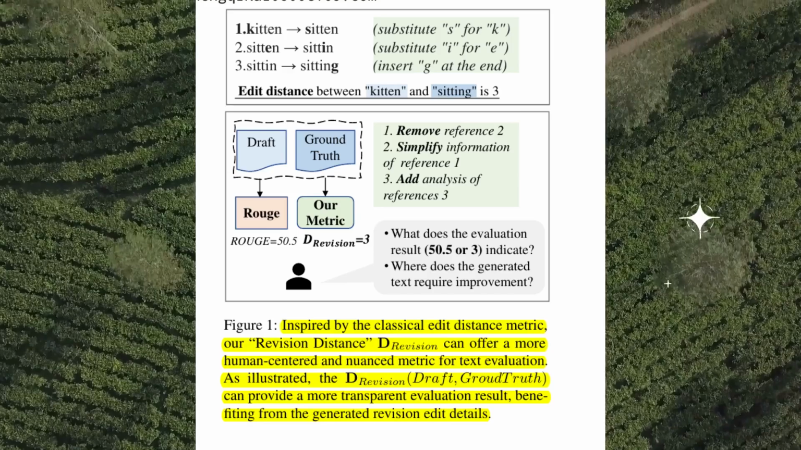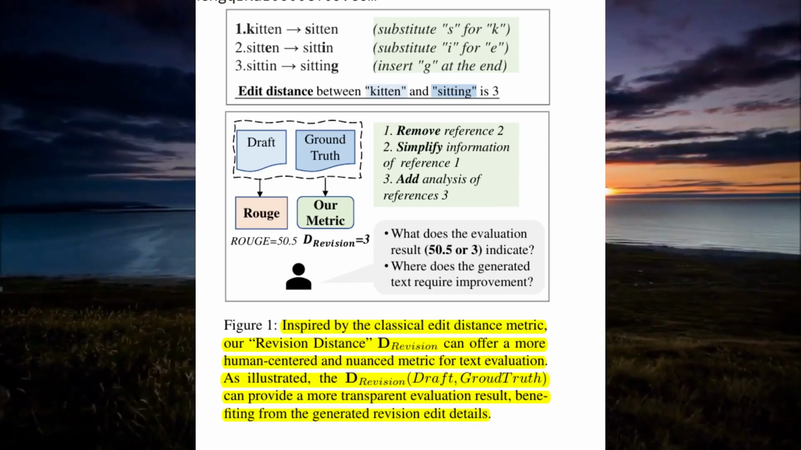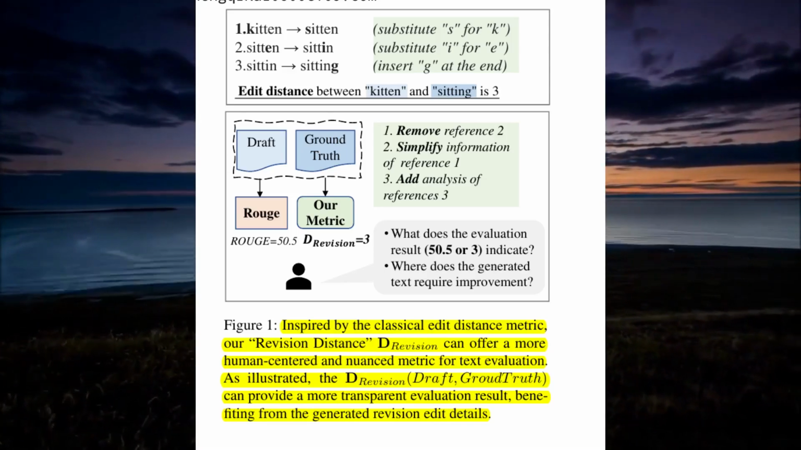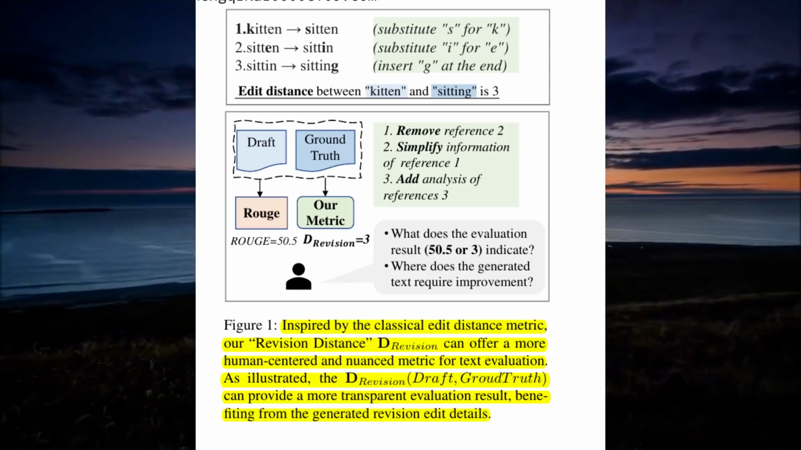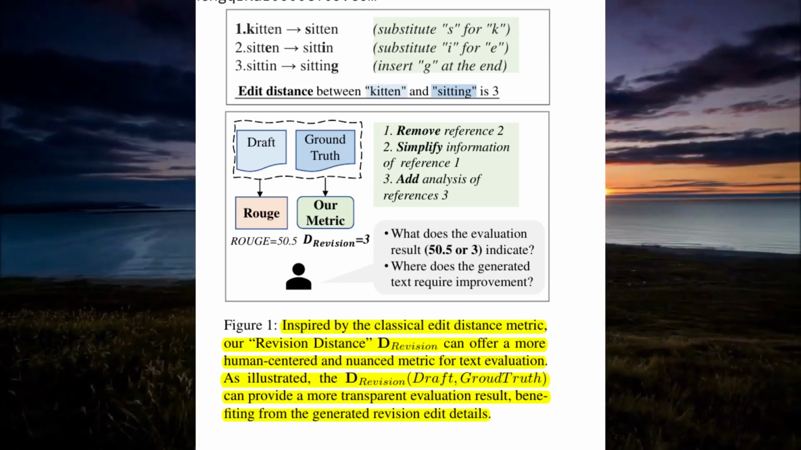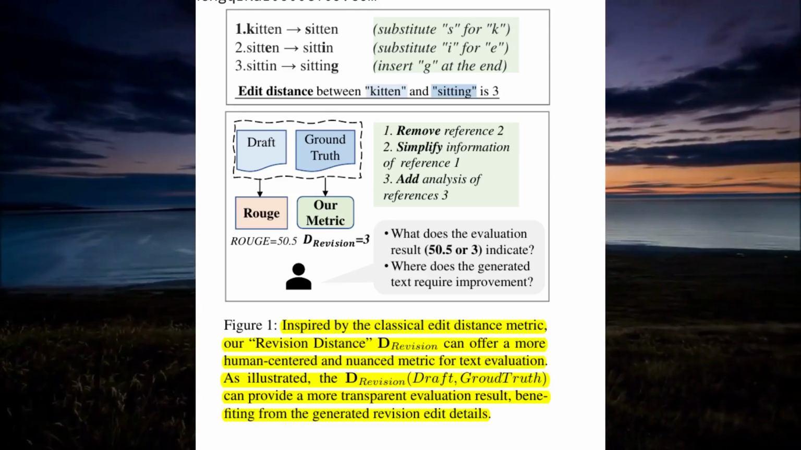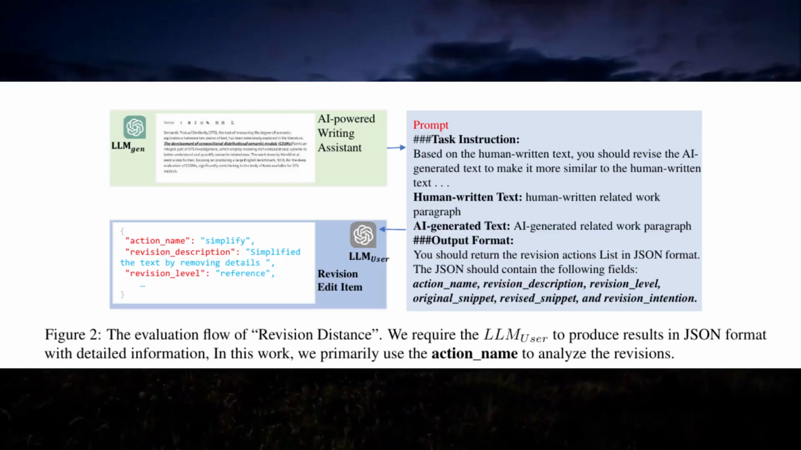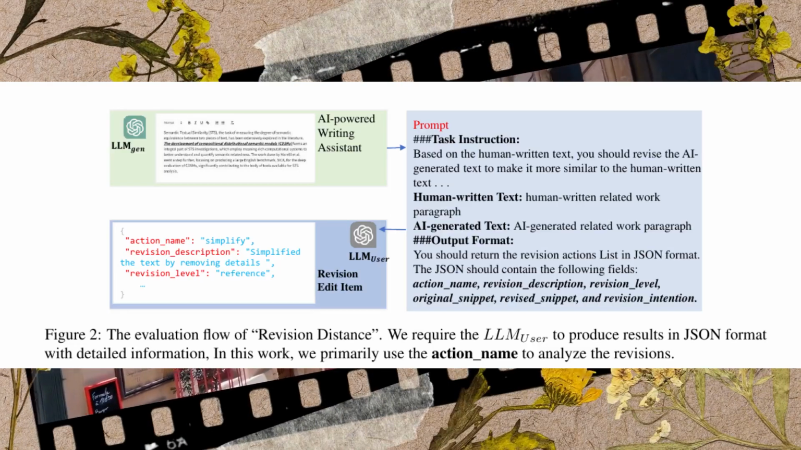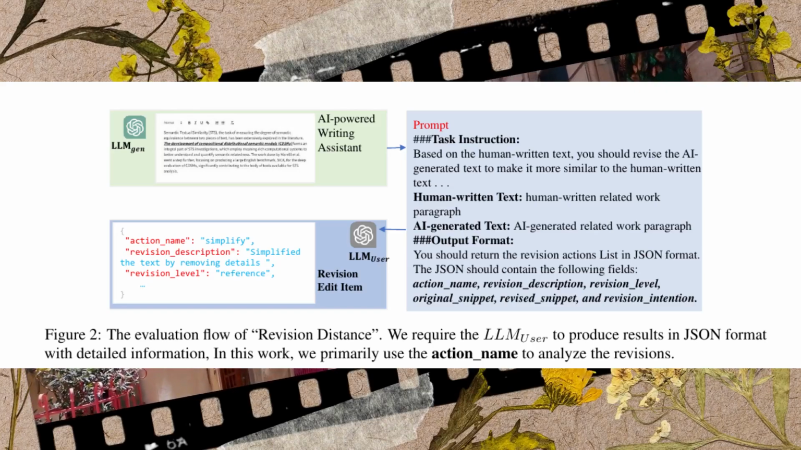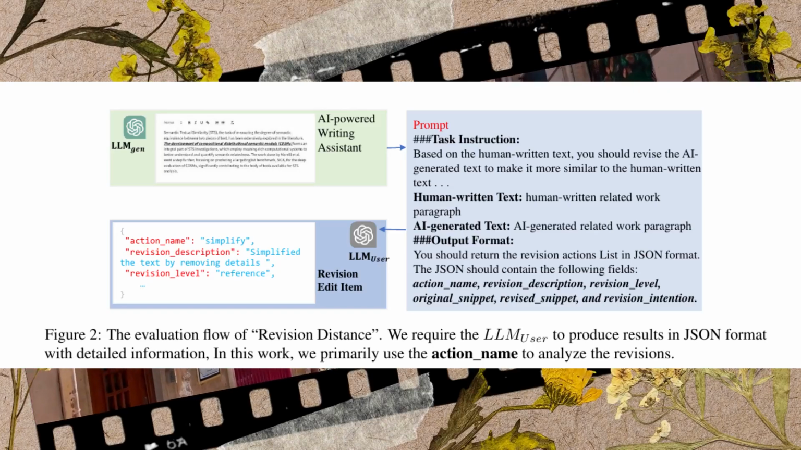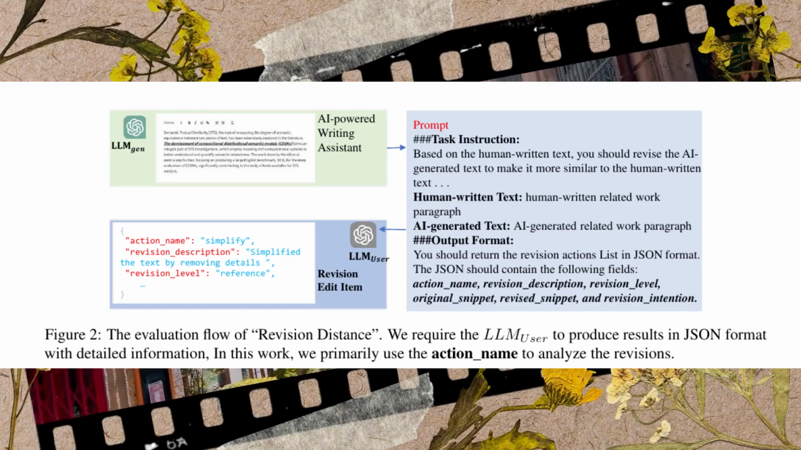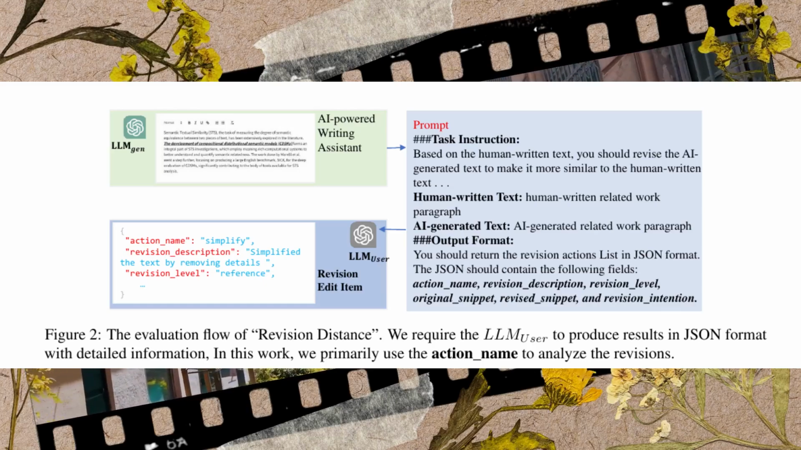LLM generator, LLMgen. This component, like the writing assistant, generates the initial draft text based on user input. LLM user. This component acts as a proxy for the human user, suggesting revision edits to improve the draft and bring it closer to a predefined quality standard or a reference text. Revision distance, therefore, is determined by the number of edits suggested by the LLM user. This metric goes beyond a simple score, providing detailed insights into the specific areas needing improvement.